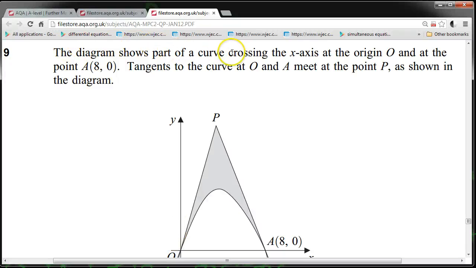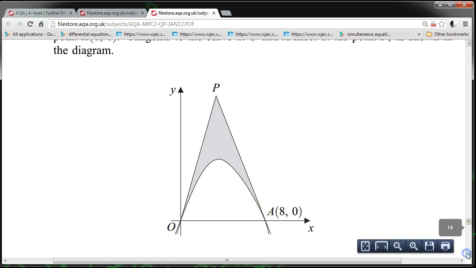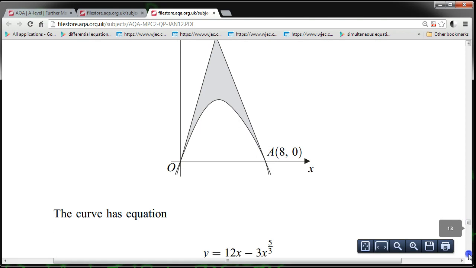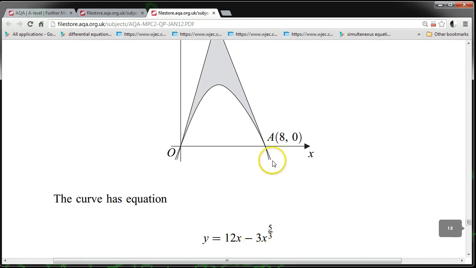The diagram shows part of a curve crossing the x-axis at the origin O and at the point A (8, 0). Tangents to the curve at O and at A meet at P, as shown in the diagram. The curve has equation y equals 12x minus 3x to the power 5/3.